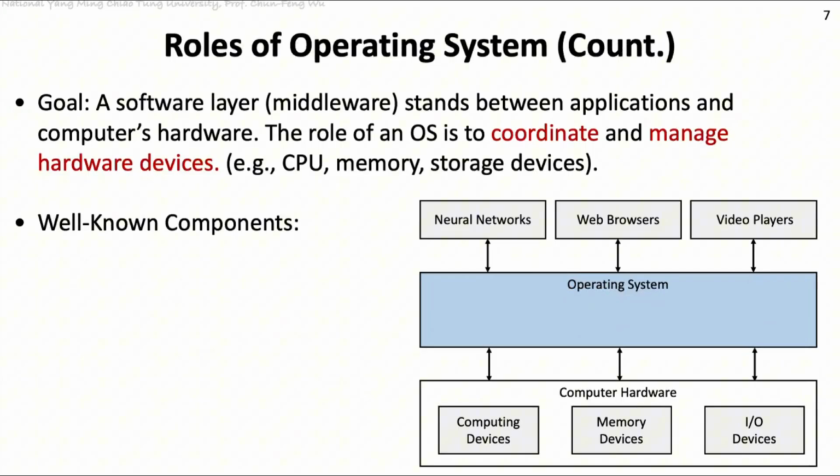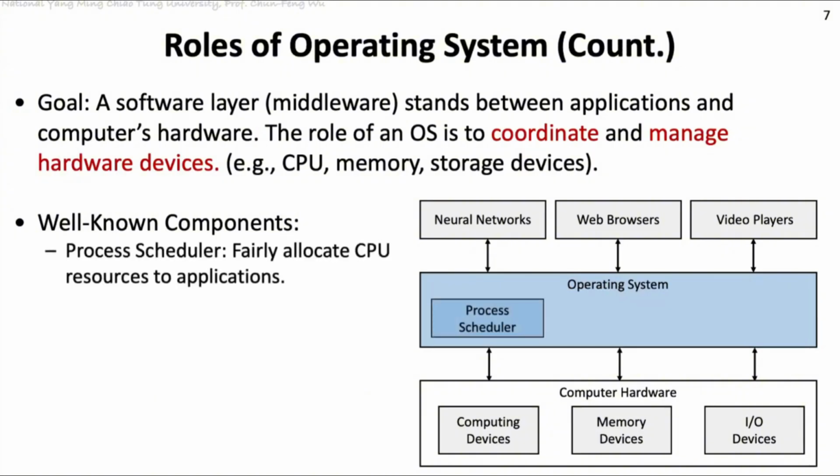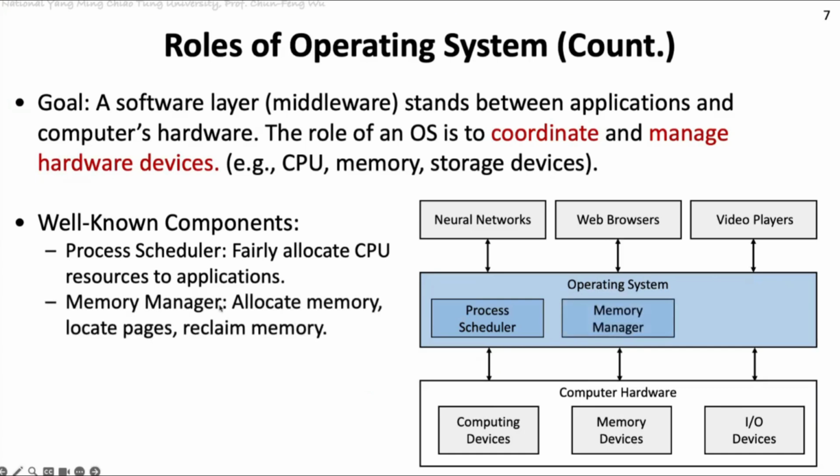Because we have those roles, for each role there should be one or two or even more components to support it. First of all, we talked a lot about how we need to make it fair. We need to allocate CPU time. So we have the process scheduler to fairly allocate CPU resources to applications. And we have the memory manager to allocate memory, to allocate pages, and to reclaim memory.